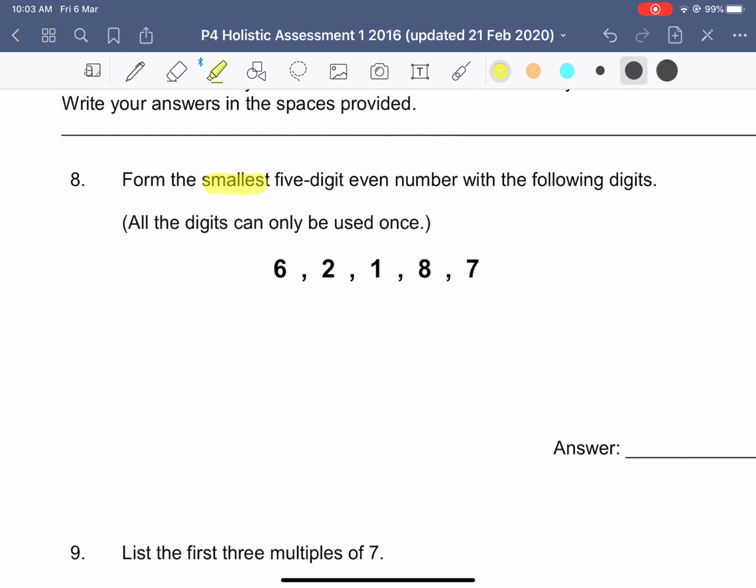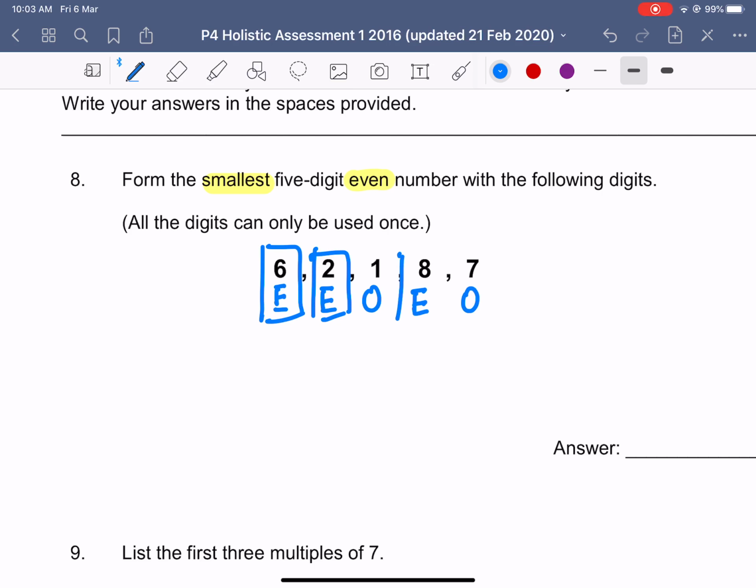Form the smallest even number. So in class, I always say you try a few combinations and try to see whether your answer is really correct or not. So for my number to be smallest, I've noticed some of your classmates actually did this, which is very good. They listed out all the ones that are even numbers. So this number, and this number has to be at the last digit because we want them to be an even number, right? So we can have 6 as the last digit, we can have 2 as the last digit, or we can have 8 as the last digit.